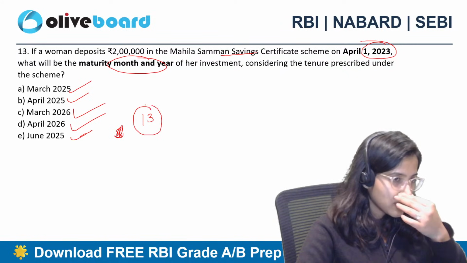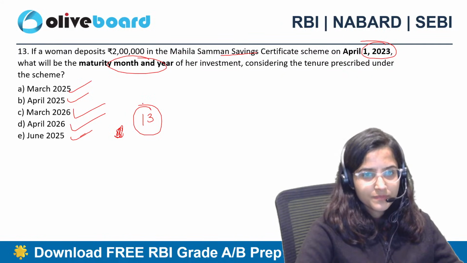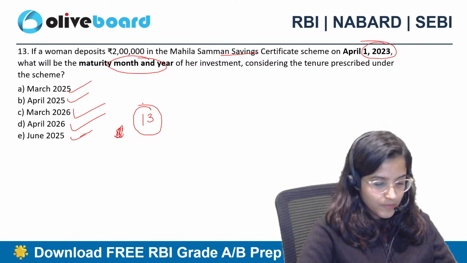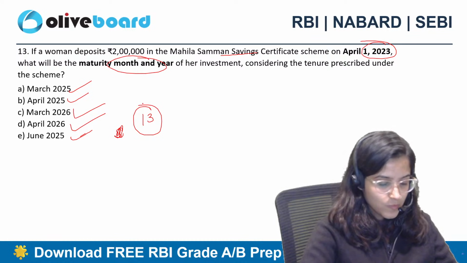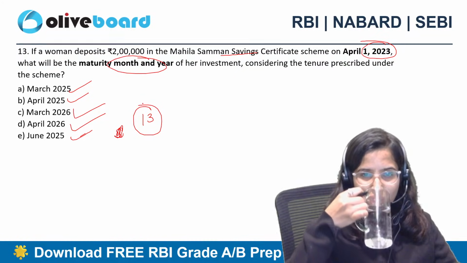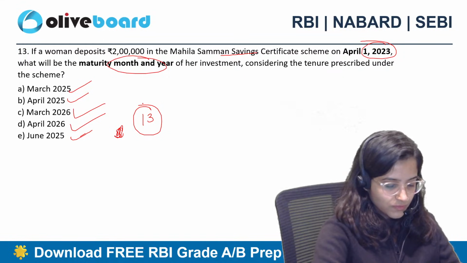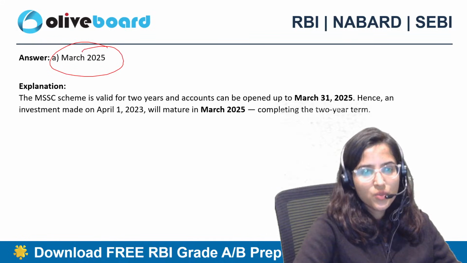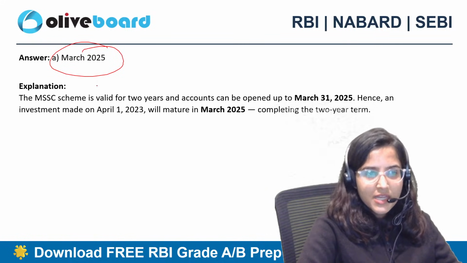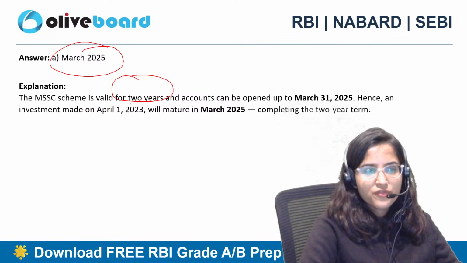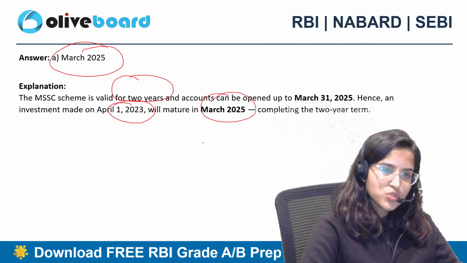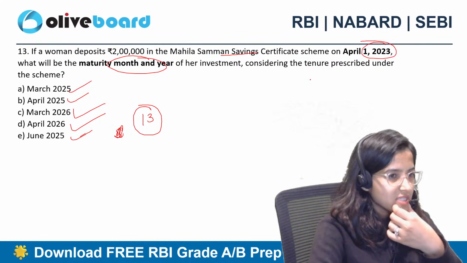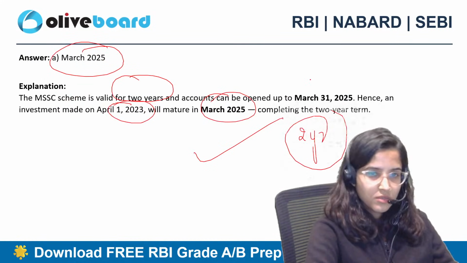हाँ जी, क्वेश्चन नंबर 13. कब होगा एक्सपायर या फिर कब होगा मेच्योरिटी ऑफ द स्कीम? 13 C, but the correct answer is March 2025. ठीक है, 2 years के लिए वैलिड रहती है. ठीक है, और अगर इन्वेस्टमेंट 1 अप्रैल 2023 को बनी है तो मेच्योर कब होगी? मार्च 2025, 2 year टर्म के बाद. ठीक है, फाइन. तो मार्च 26 नहीं, 2 साल के बाद मार्च 2025.